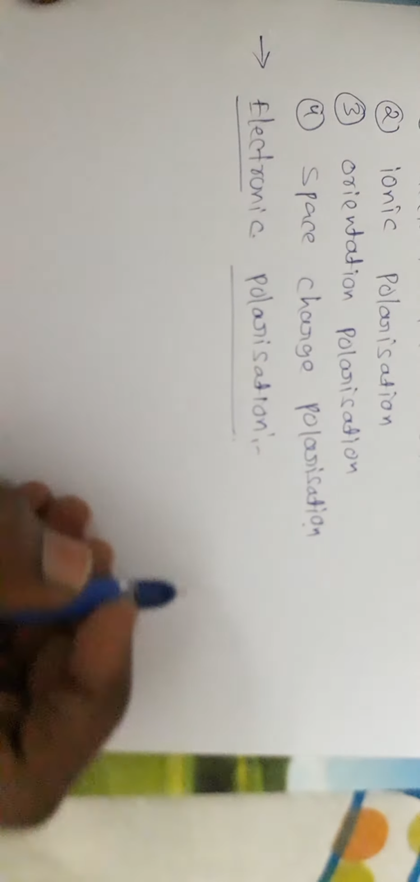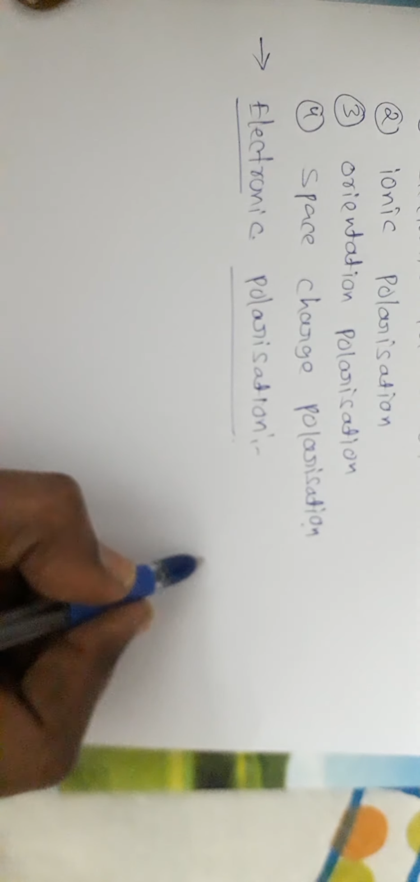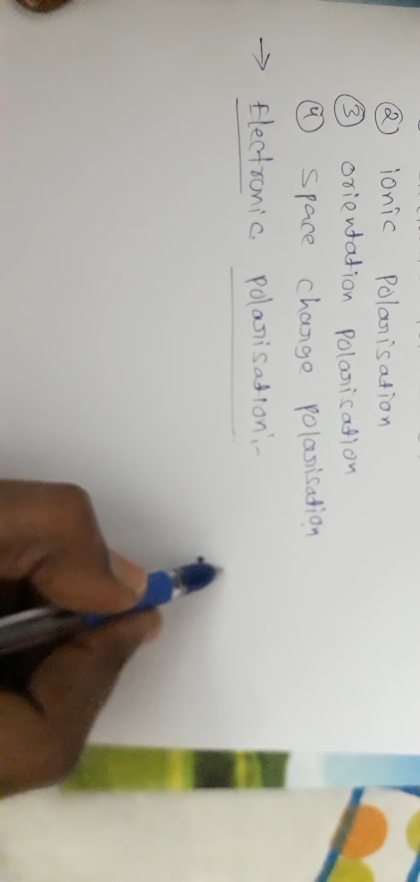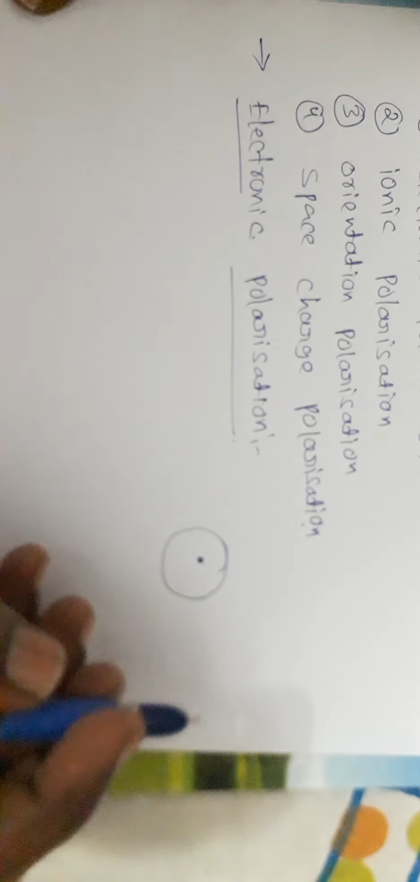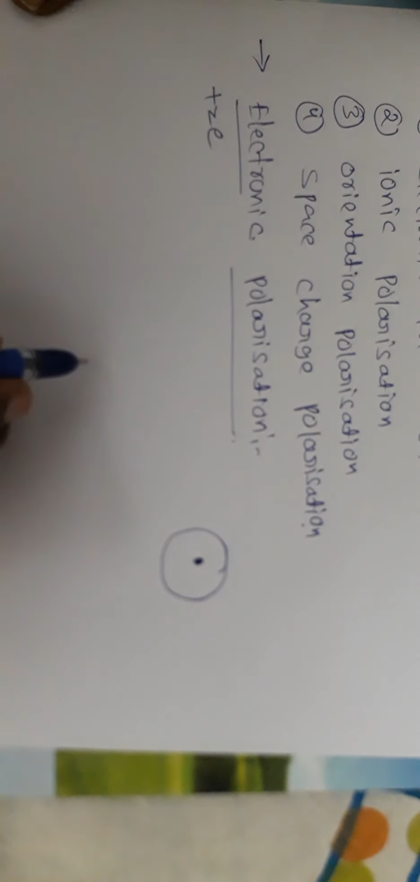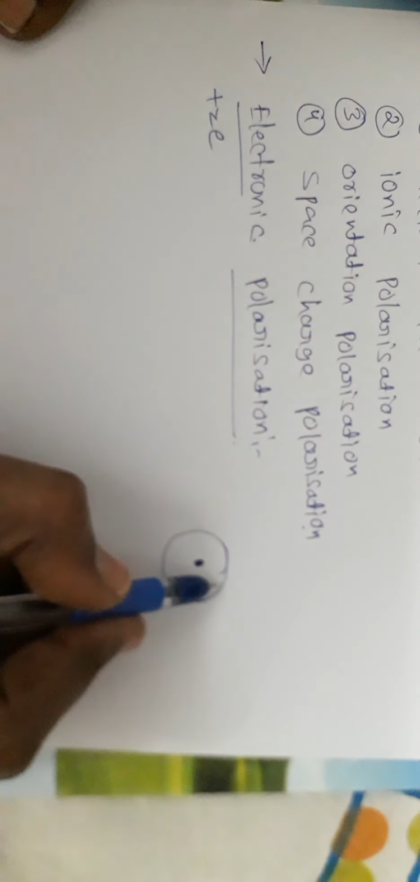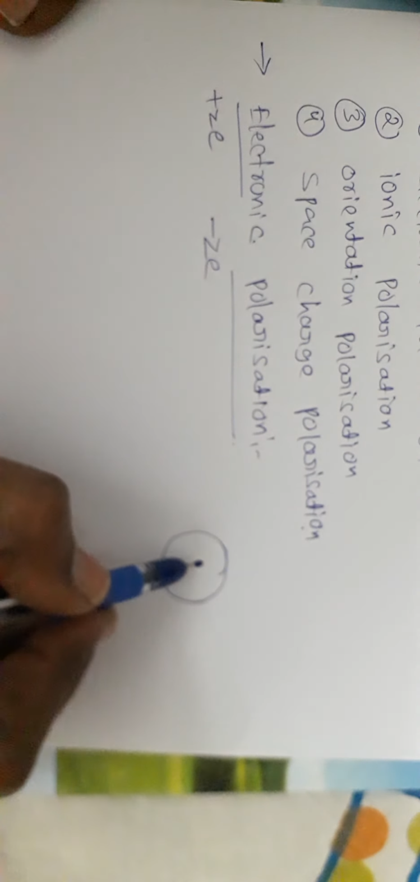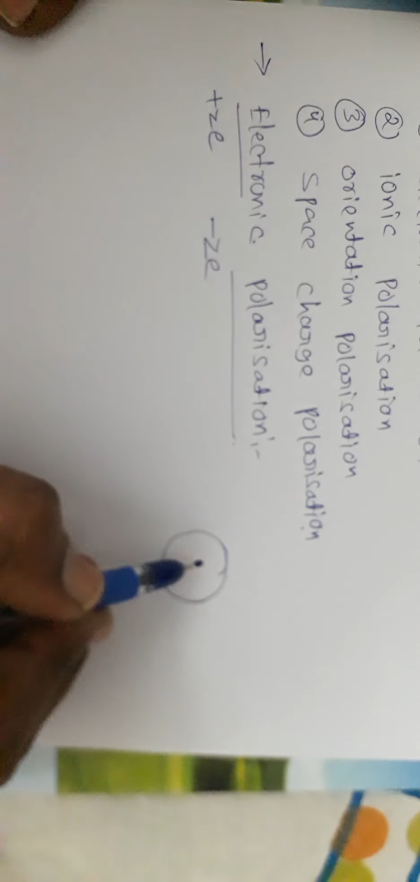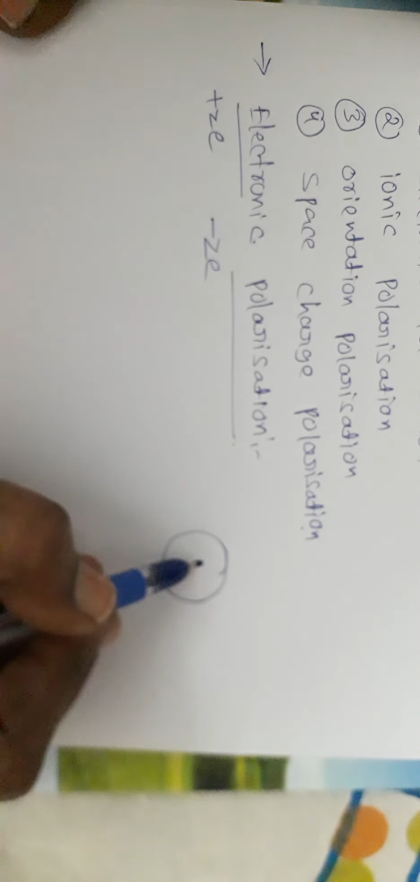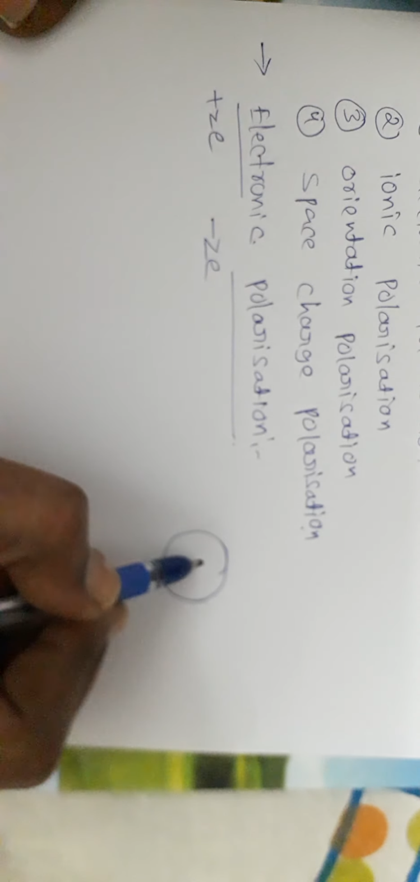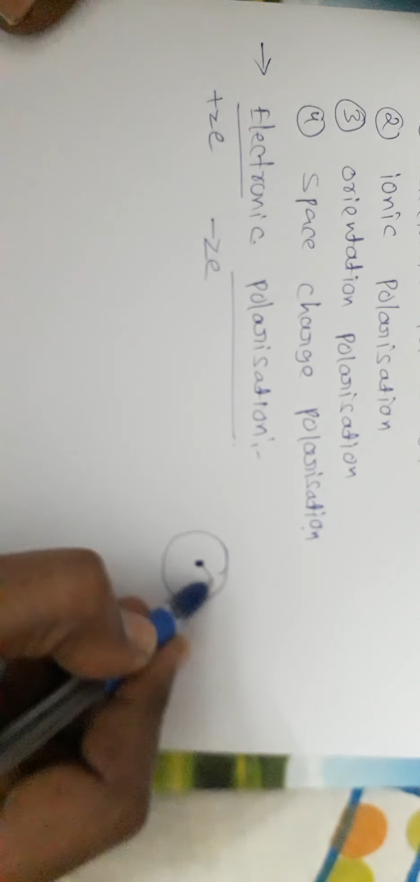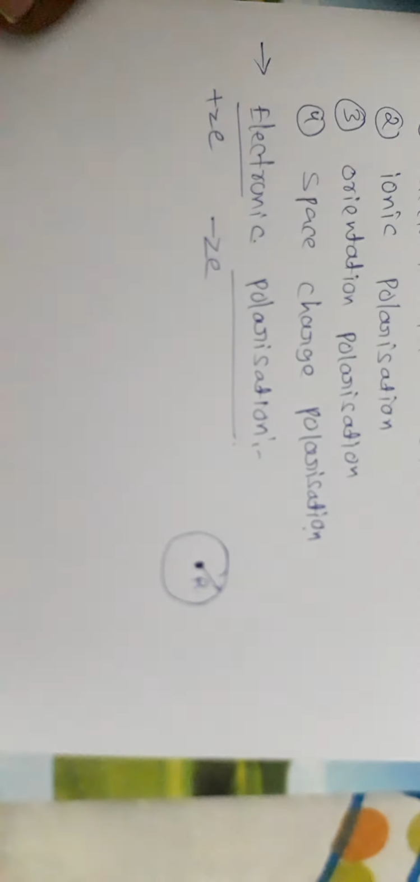Now we already know what an atom is. An atom is a nucleus having positive charge, surrounded by an electron cloud. Now this is an atom, with the nucleus at the center. The charge of the nucleus is taken as plus Ze, and it is surrounded by an electron cloud of charge minus Ze. Initially the center of the negative charge and the center of the positive charge are at the same place. The radius of the atom is r.